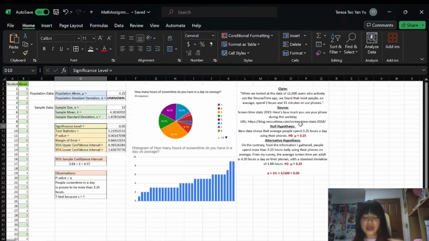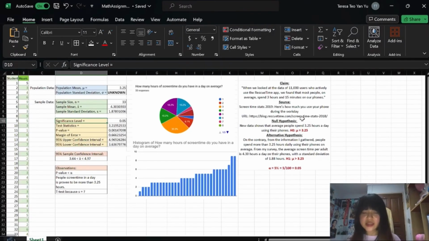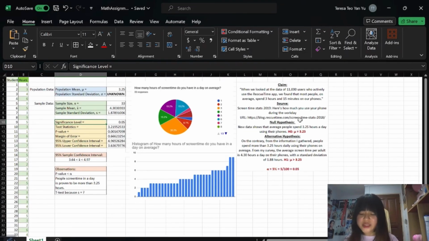Hello everyone, today I'll guide you through a hypothesis test which I conducted to analyze my data. The claim is from this article that data of 11,000 users on average spend 3 hours and 50 minutes on their phone, which makes that 3.25 hours.